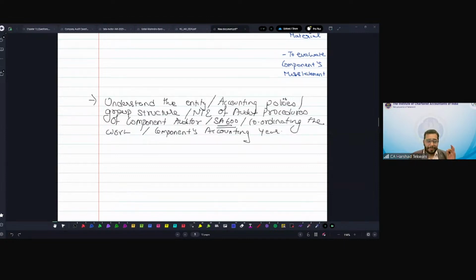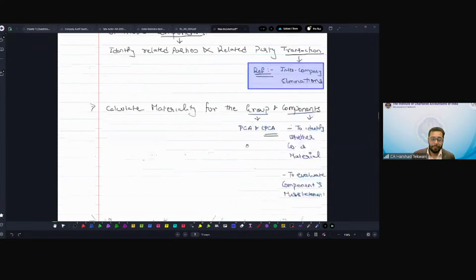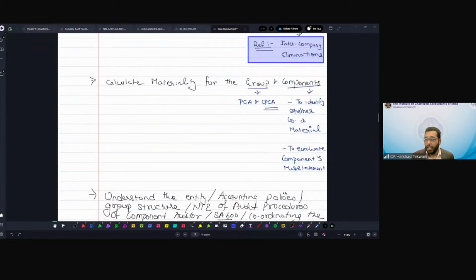Okay, that's why I'm saying this is a very simple, very straightforward thing, but a lot of times it becomes a very, very critical area for the consolidated audit. Now, once you decide all these things, then you are ready to proceed to the next step. Next step is doing the audit of PCA and CPCA.